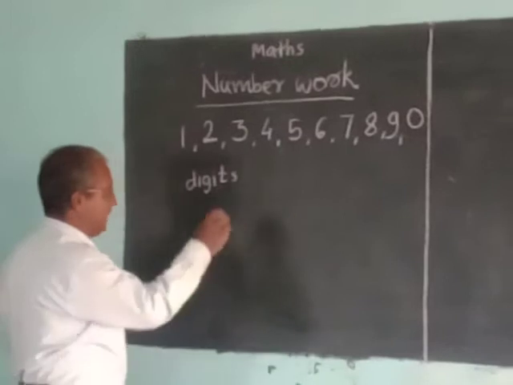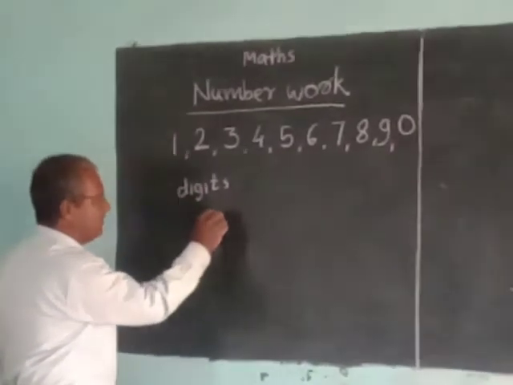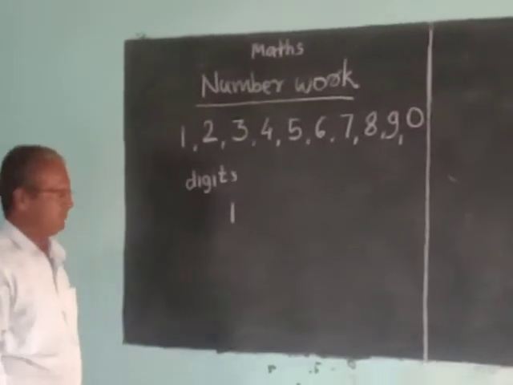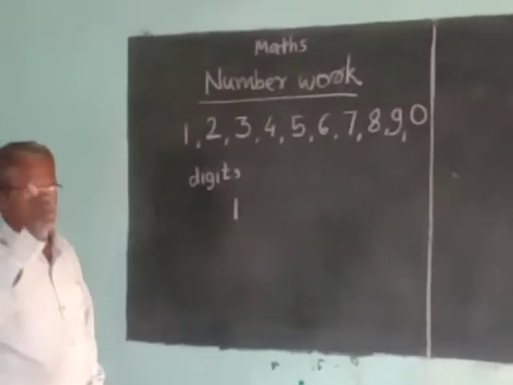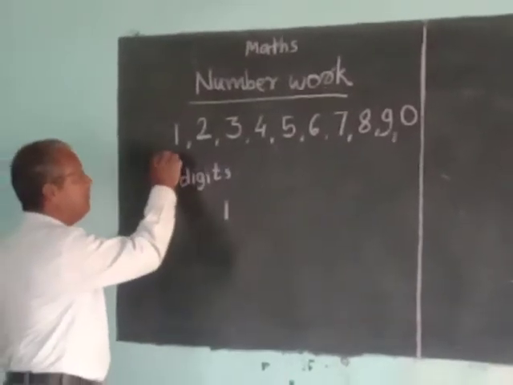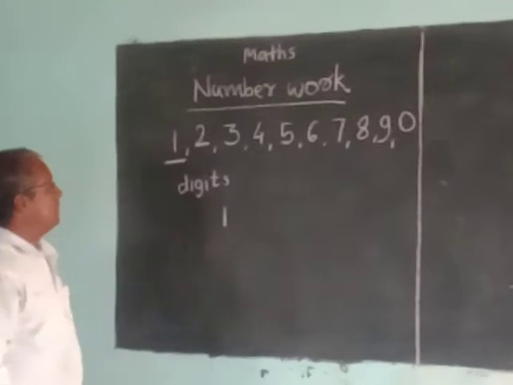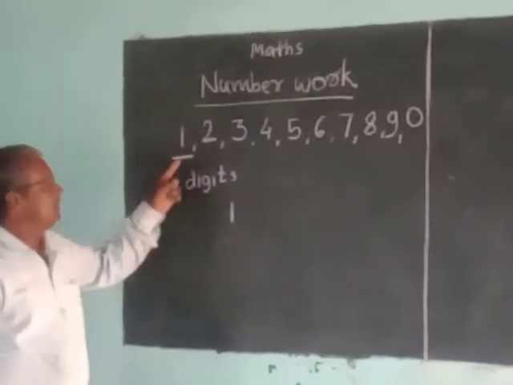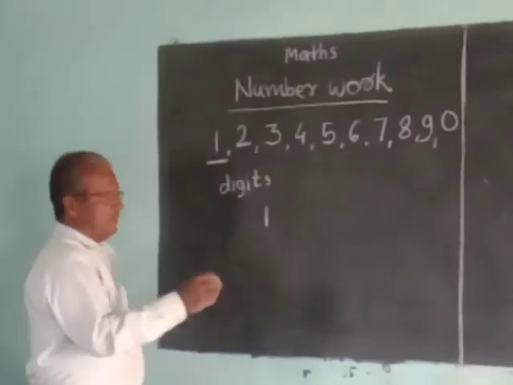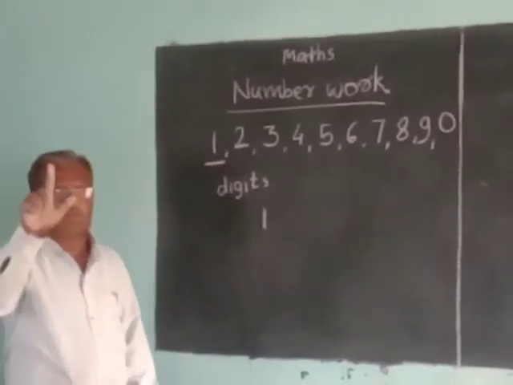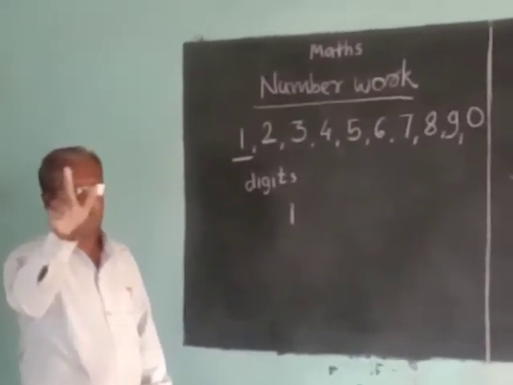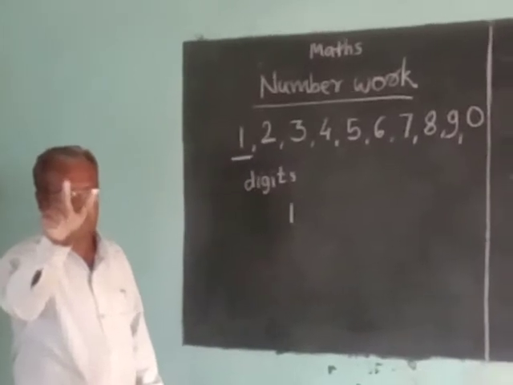Thumb is one. I draw lines for fingers. Thumb is one. This symbol, which is in the beginning, is called one. This is the next figure. One and one makes two.